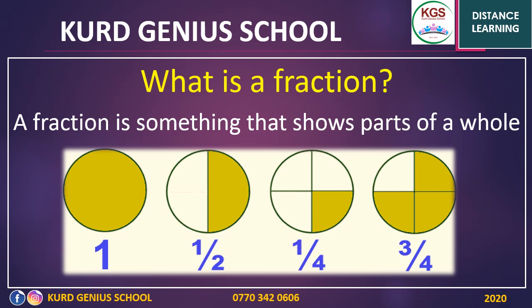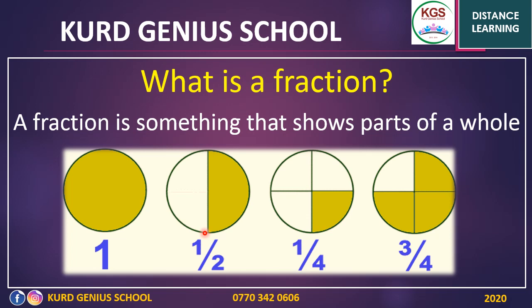We have one circle here, right? It is only one circle, and it is all of it. We didn't cut it, we didn't divide it into parts. But look at the second circle. We cut it or divide it into two equal parts. Let's look at the colored part. It is only one part of two parts, right?